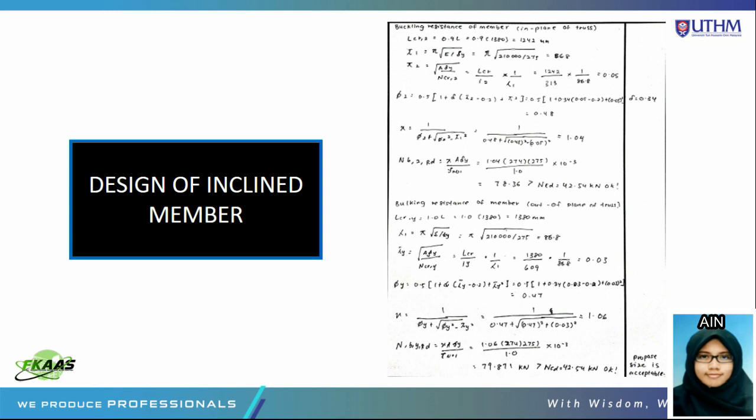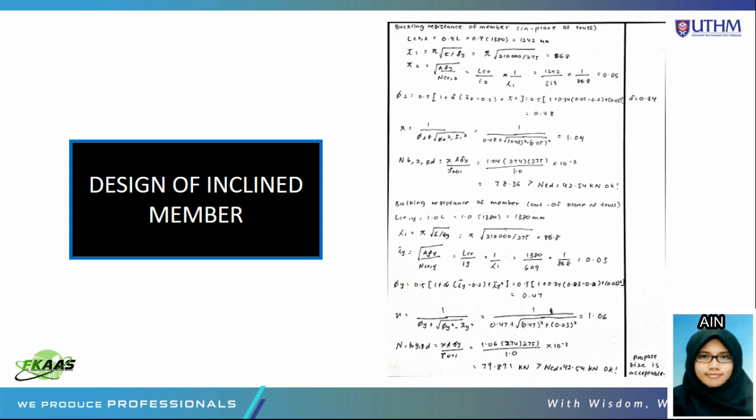LCRZ is equal to 1242 mm, lambda 1 is equal to 86.8, lambda bar Z is equal to 0.05, phi Z is equal to 0.48, X is equal to 1.04, NB1ZRD is equal to 78.36, which is more than NED.